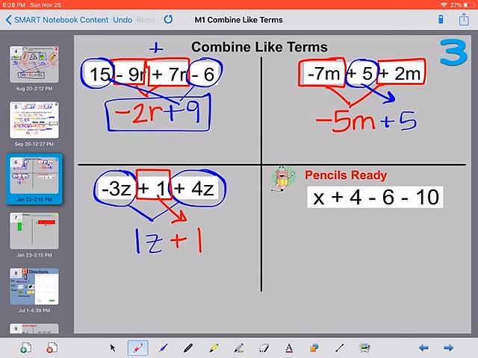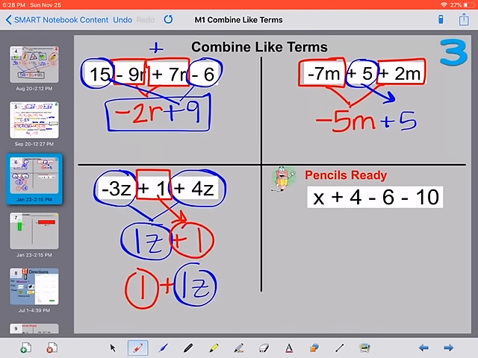You cannot combine these together. If you wrote it like this, 1 plus 1z, that is fine because you still have 1z and you still have 1. However, you can't do 1 plus 1 and get 2z. You cannot do that. Just keep the terms separate. One has a letter and one does not. I would like you to try this one on your own and then click play to see what you got.